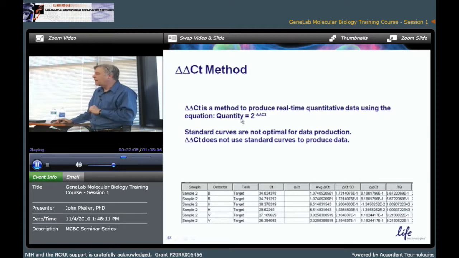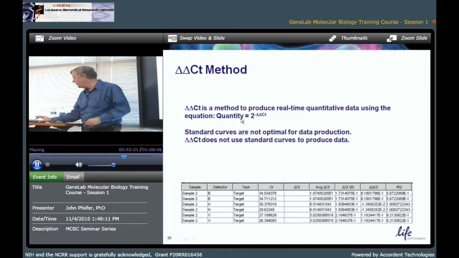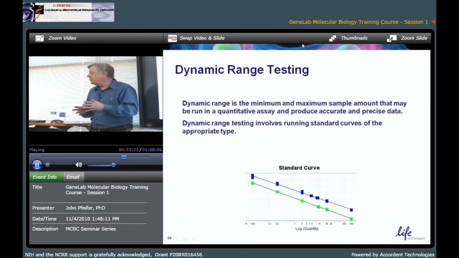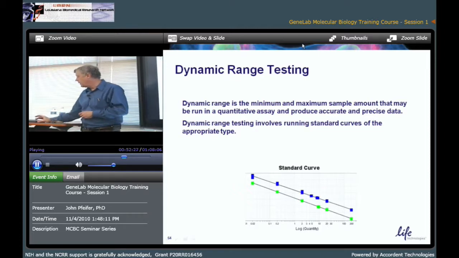So you still think the relative CT would be better than having an absolute curve, actually measuring the amount of micrograms of DNA and doing a standard curve? Well, what I'm saying is dynamic range testing is a separate function from producing data.